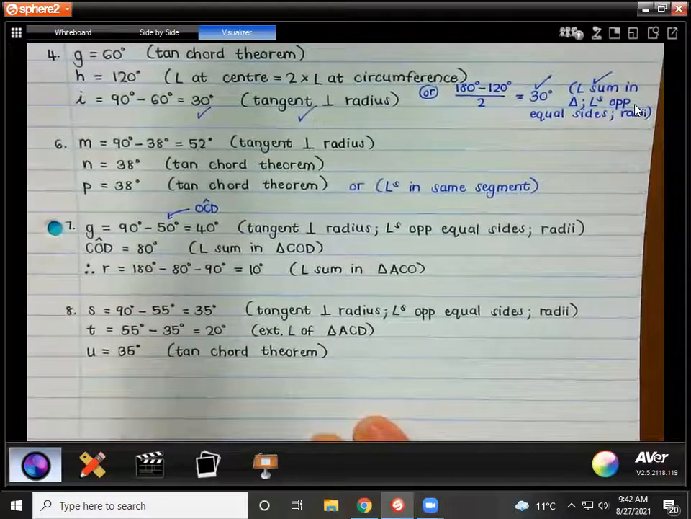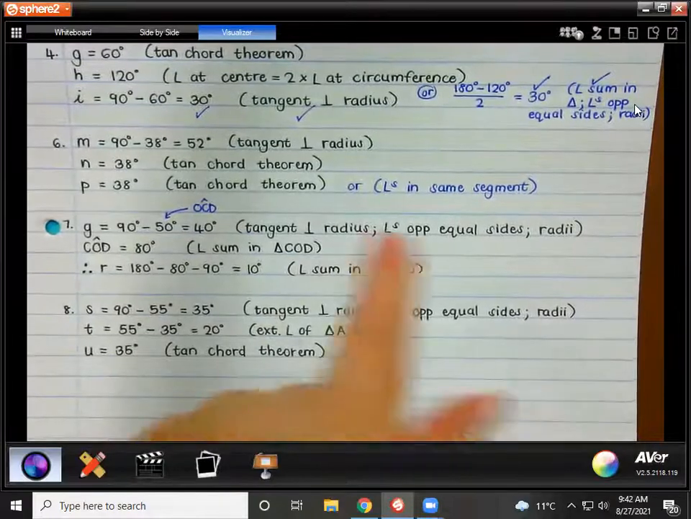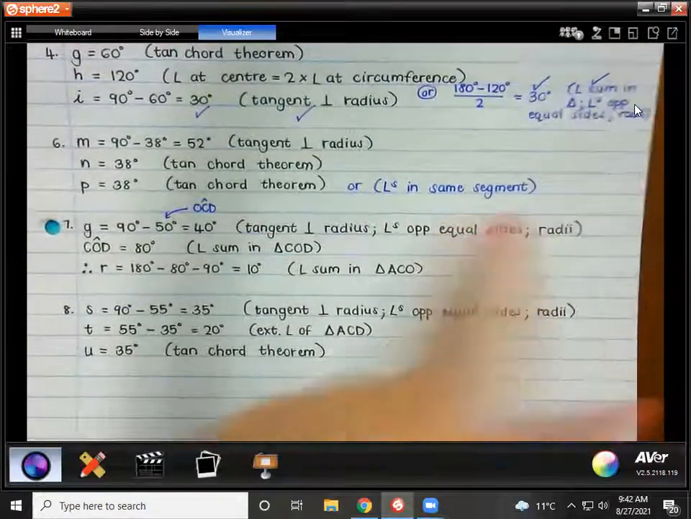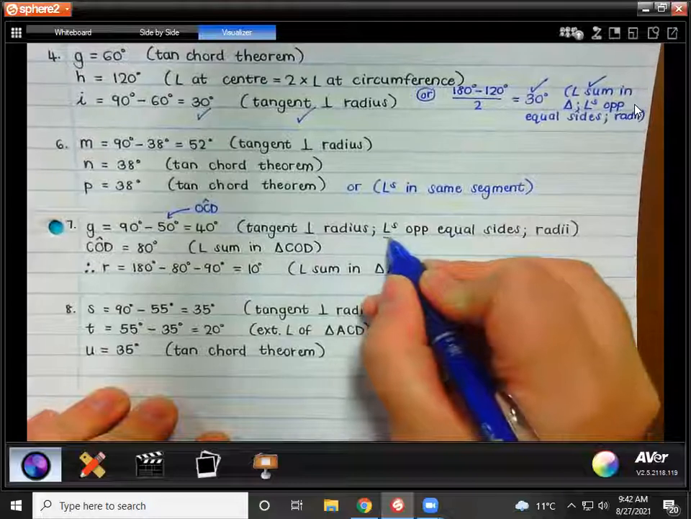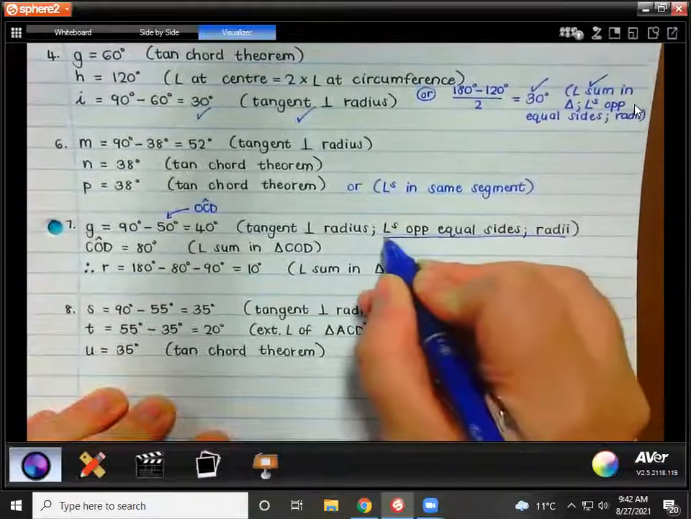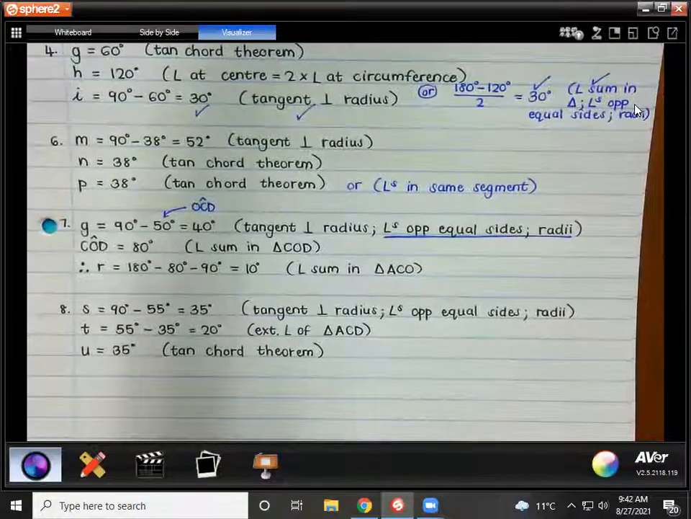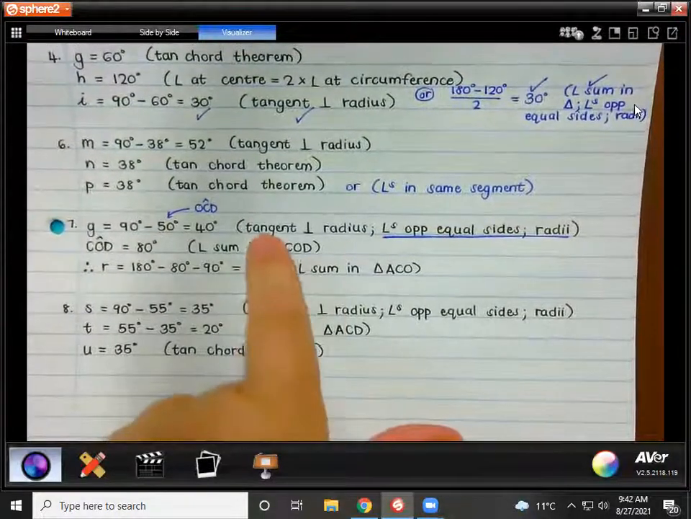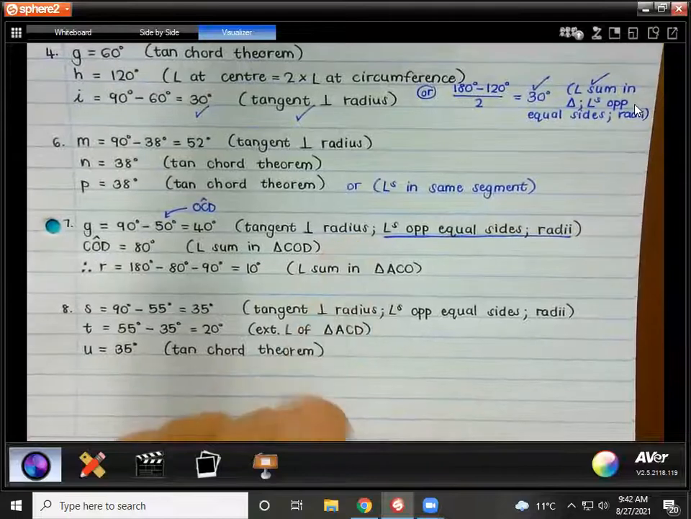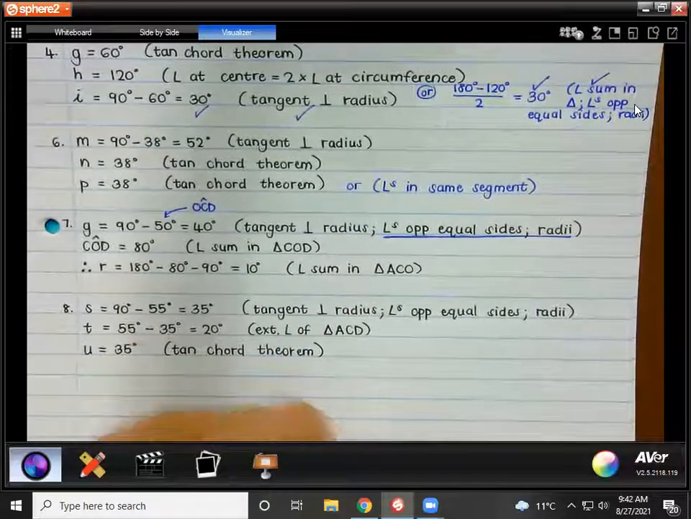So it would have been fine if you wrote that angle first on its own in a line. And those would be the 2 reasons for that angle there: angles opposite equal sides and radii. All right, forgetting that that angle is 50. And then for saying 90 minus 50, it would be tangent perpendicular radius. Yes.